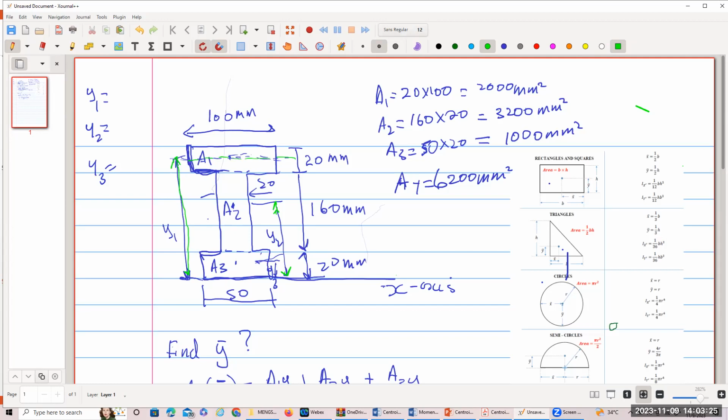So y1 is 190 millimeters. Let's check it. Halfway of this is 10; half of 20 is 10. We have 160 and we have 20 here, so that gives us 180 plus 10. So this is 10, then from here to down here is 160, and from here to down here is 20. So you get 190.